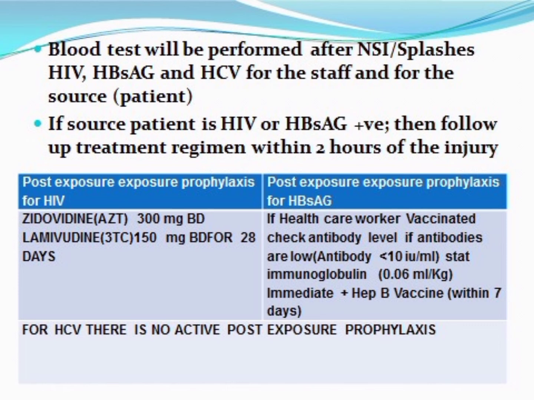For HBsAg, if the staff is vaccinated, we should check the antibody level. If the antibodies are normal, if it is more than 10 IU/mL, there is no need to give any post exposure drugs. If the antibodies are low, or the staff is not vaccinated, and the patient is positive for HBsAg, the staff should immediately take an immunoglobulin injection as per body weight, and hepatitis B vaccination will also be started for the exposed person.